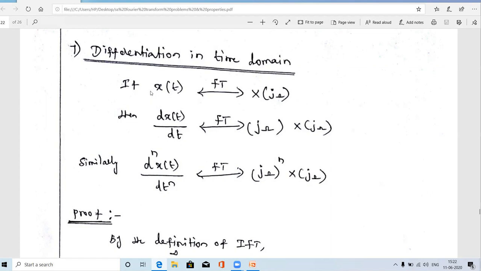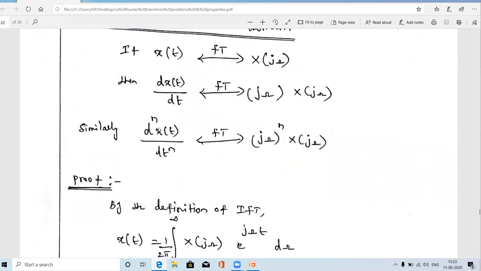If the Fourier transform of the original signal x of t is X of j omega, then the Fourier transform of the differentiation of the signal x of t is X of j omega multiplied with j omega. This is the differentiation property. So if you differentiate one time, it is X of j omega multiplied with j omega.